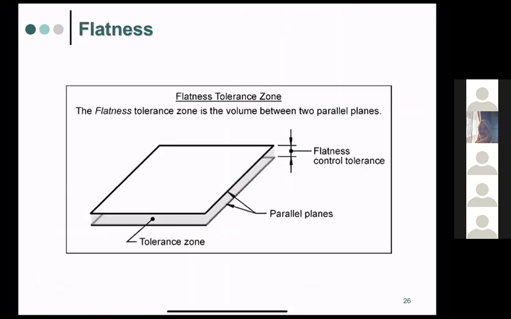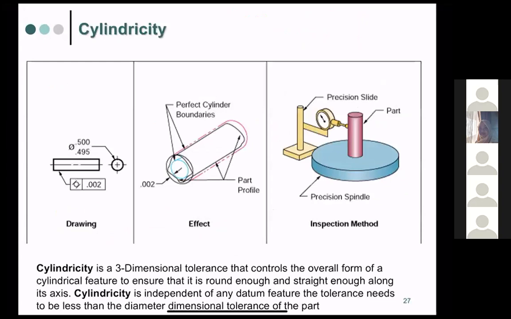Okay, so here this is the flatness tolerance zone, the volume between the two parallel plates. As long as the surface is between those two imaginary plates, that is fine. Okay, similar to flatness, in roundness we have cylindricity.